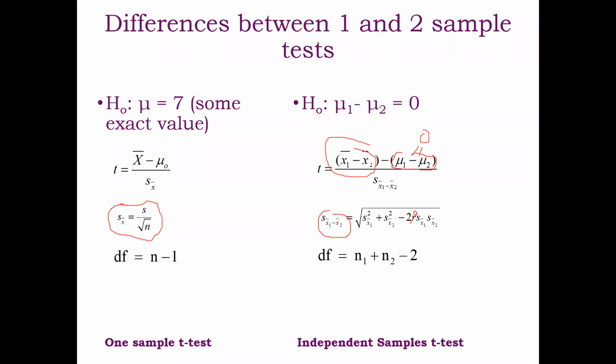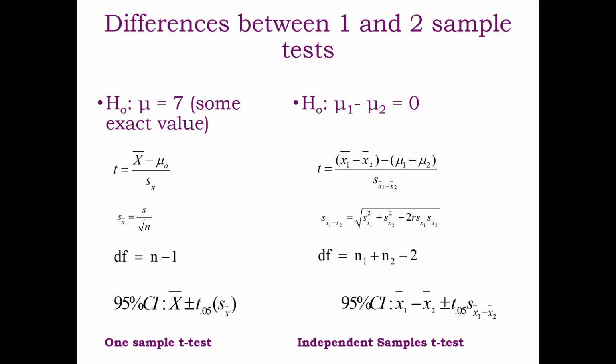Now, important. I'm not going to ask you to do any calculations of these, but you do need to know the degrees of freedom for an independent sample t-test, and it's just the sample size 1 plus sample size 2 minus 2. All right, all the people minus 2.